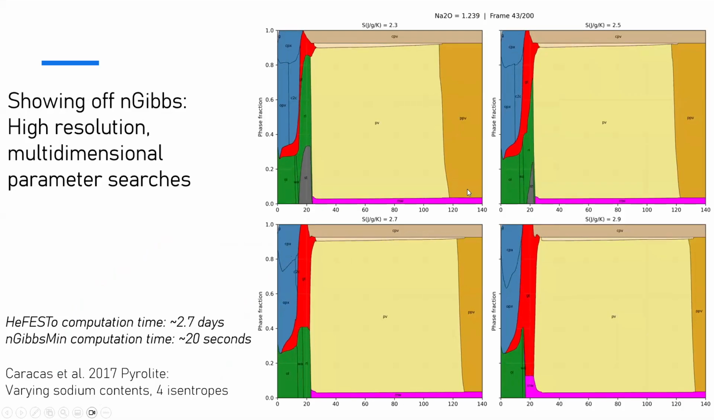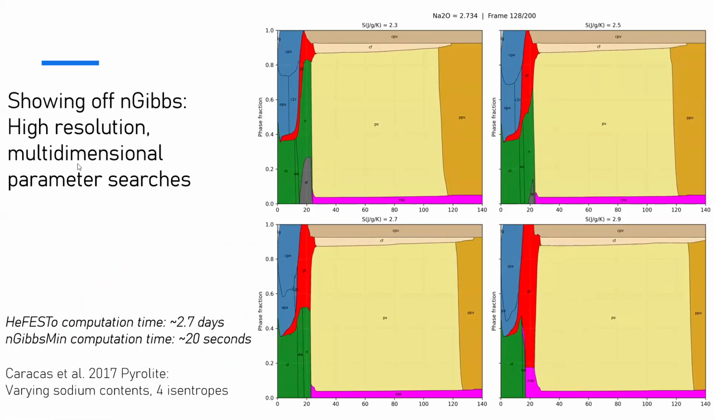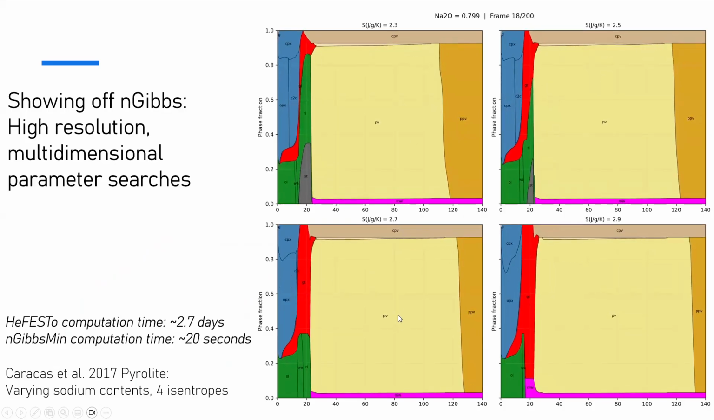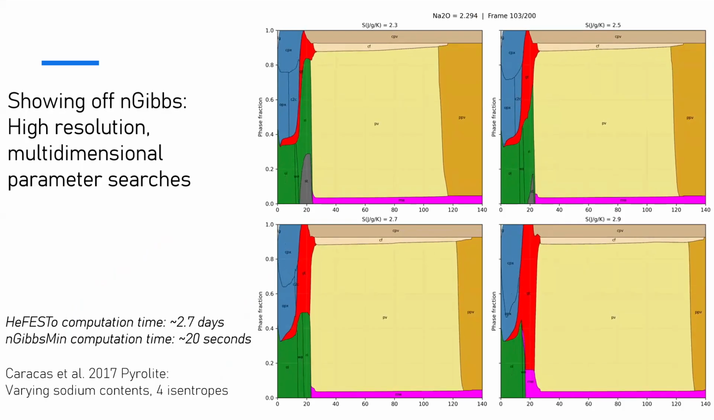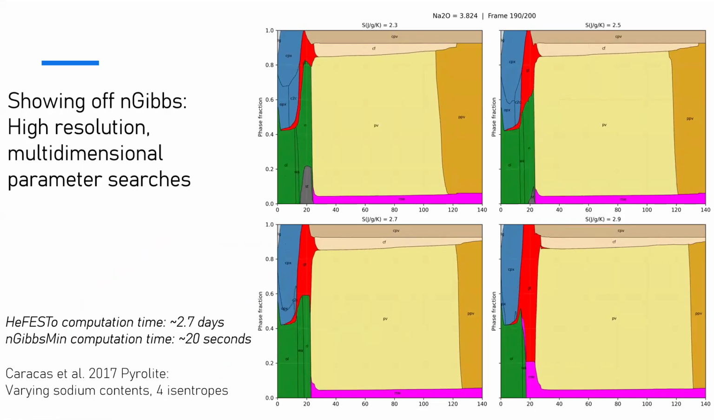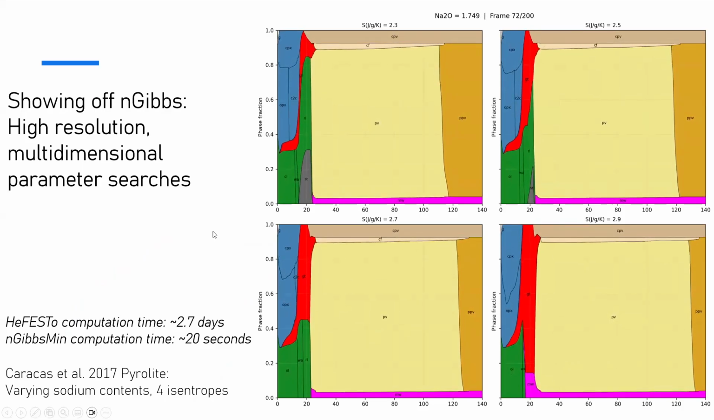Now I'm just going to show off with some things that you can do that I was getting creative with a very fast emulator. So this is a similar animation of modal abundances for a pressure transect for four isentropes. And I used a higher pressure resolution than the previous diagram.